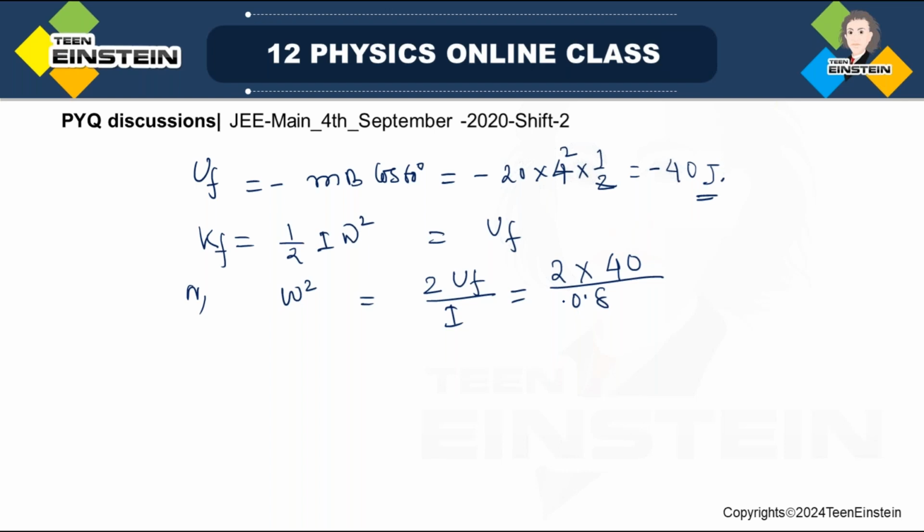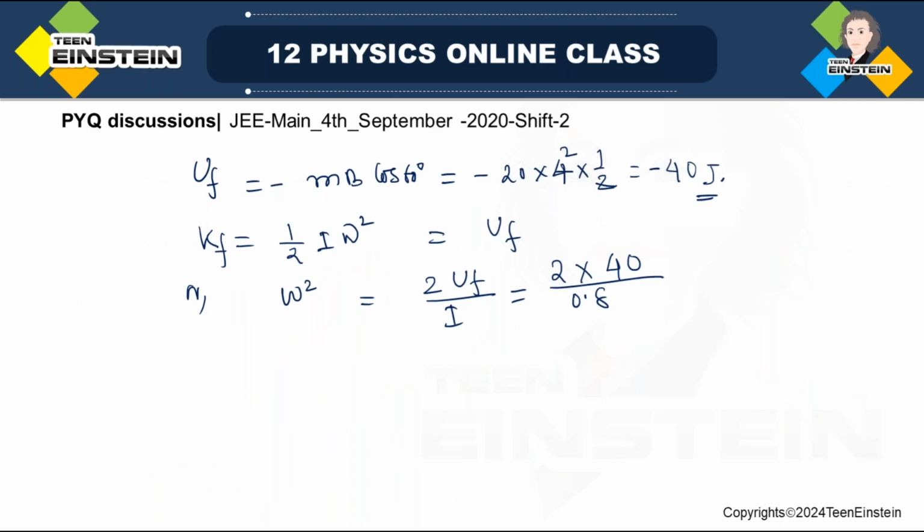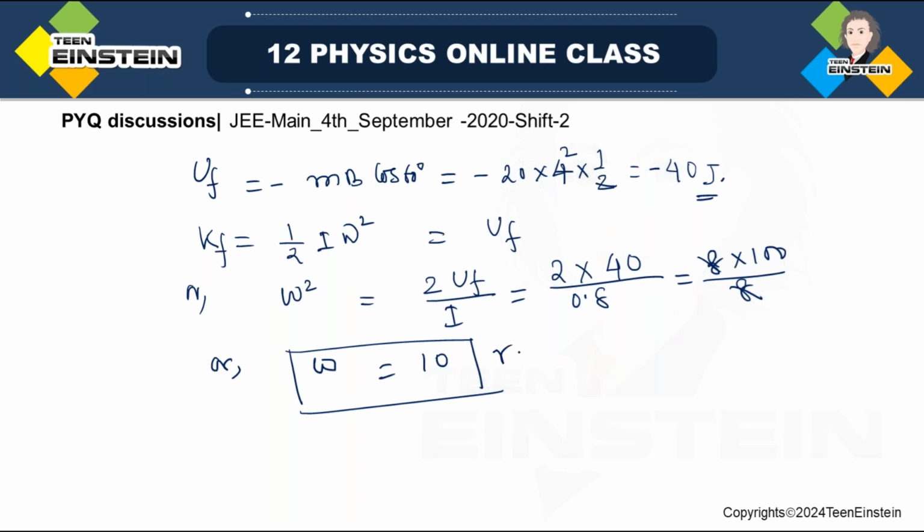What do we get? This will be 800 divided by 8, which is 8 into 100 divided by 8. So omega square is equal to 100, so omega will be 10. So omega is 10 radian per second. I hope you have understood this.